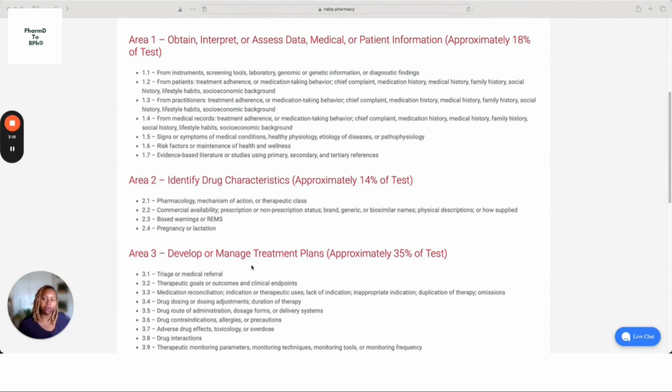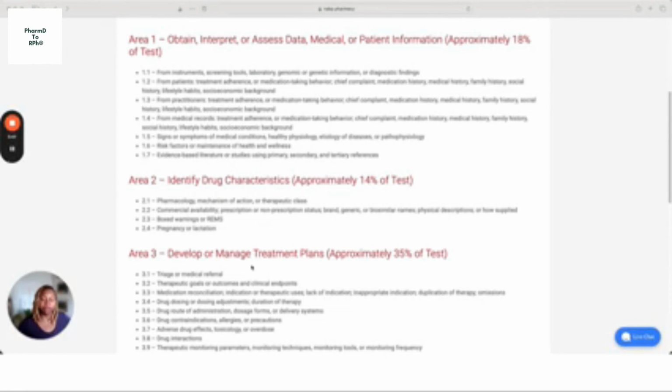So when you're studying the disease states, you want to review the patient factors, the background information, and the pathophysiology of the disease state. You want to make sure you think about this as a potential area 1 topic on the exam. Then we go into area 2.